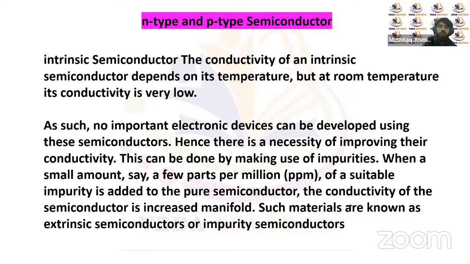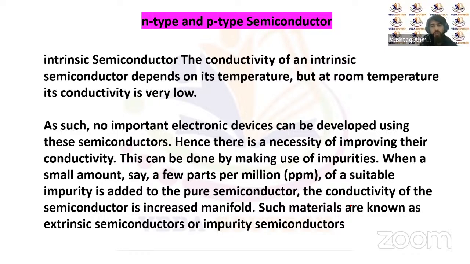So, extrinsic semiconductors are formed from the intrinsic semiconductors by adding some impurities. Those impurities added we call dopants, and we call this process doping. So doping is a process of adding some impurities to an intrinsic semiconductor in order to increase its conductivity. The impurity added we call the dopant, and the process is called doping. So doping is done to make the intrinsic semiconductor extrinsic in order to increase its conductivity.